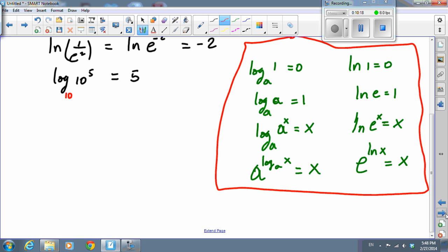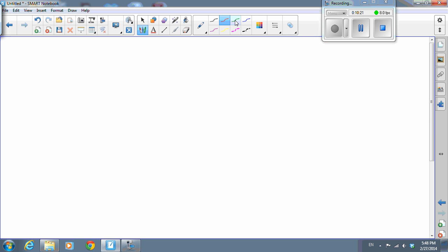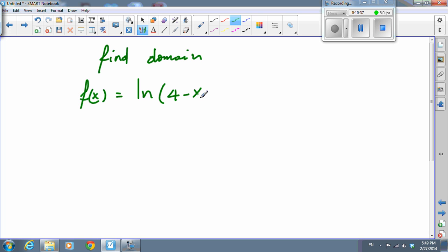All right, let's go to a slightly different domain. Let's find the domain of, this is like your 4.3, by the way. Find the domain of f of x, knowing that f of x is equal to the natural log of 4 minus x squared. Remember, you cannot find the natural log of a negative number. So the first thing you will say is 4 minus x squared is greater than 0. By the way, natural log of 0 is undefined.